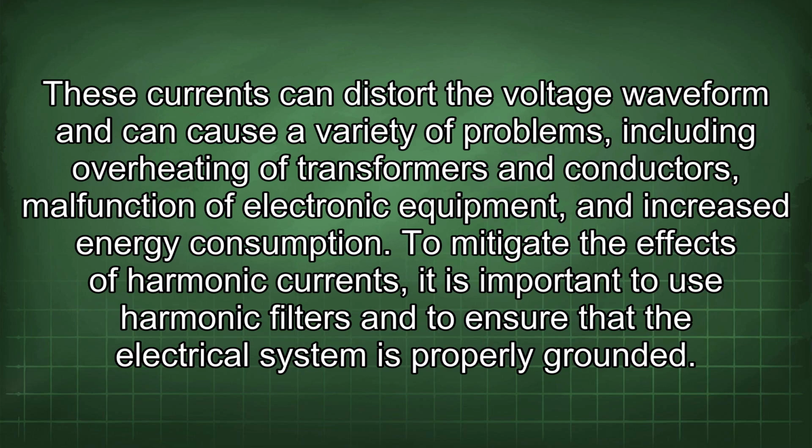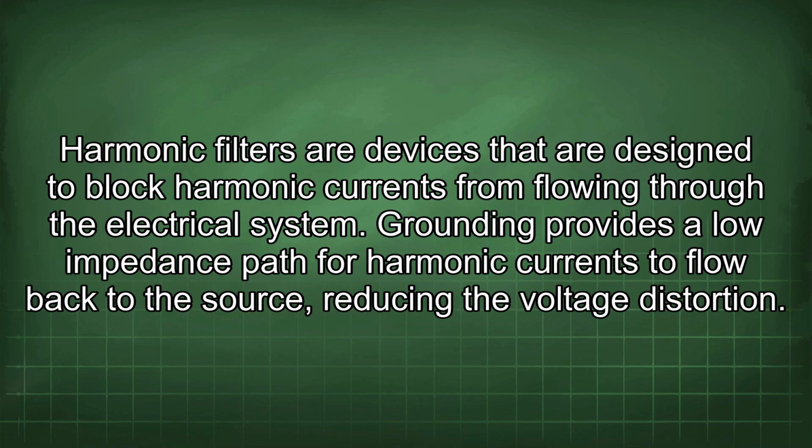To mitigate the effects of harmonic currents, it is important to use harmonic filters and to ensure that the electrical system is properly grounded. Harmonic filters are devices that are designed to block harmonic currents from flowing through the electrical system. Grounding provides a low impedance path for harmonic currents to flow back to the source, reducing the voltage distortion.